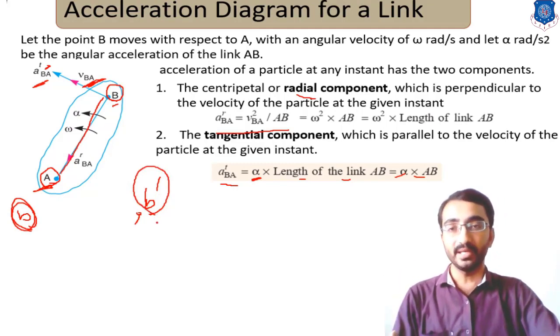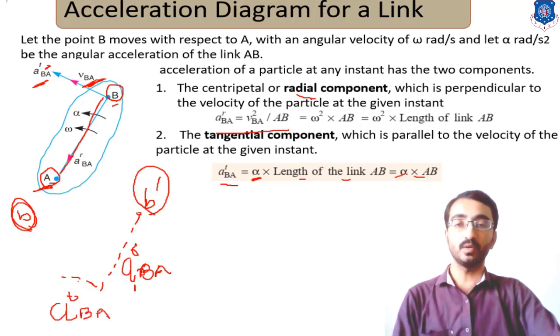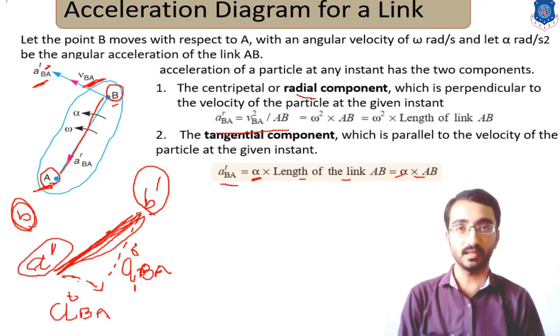So now over here b dash to a dash, but first we will get the radial component. So over here, this one is the radial component r of link BA. Now the second component, tangential, which is moving in this direction. So a tangential component with respect to link BA will be in this direction. Now the combination of these two will give us the final acceleration diagram. So if we join these two points, a dash and b dash, that will give us the final acceleration of link AB.